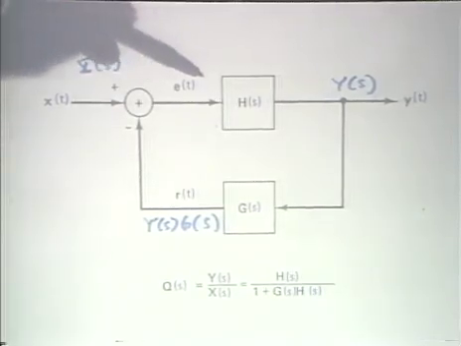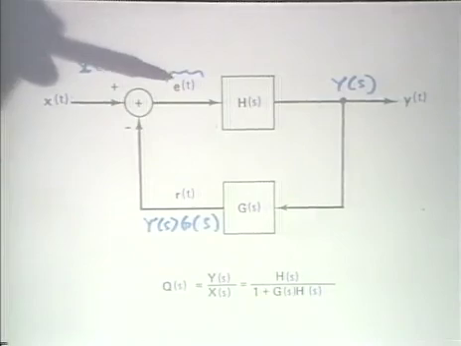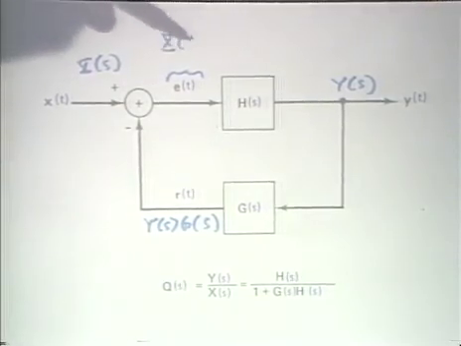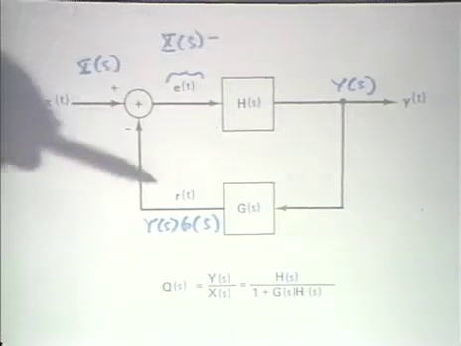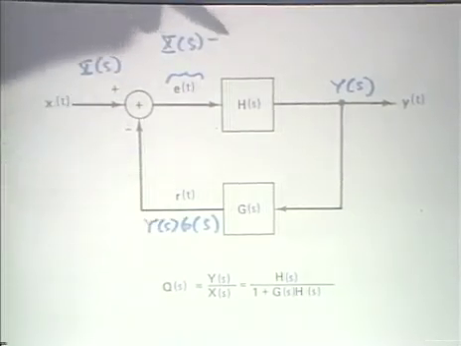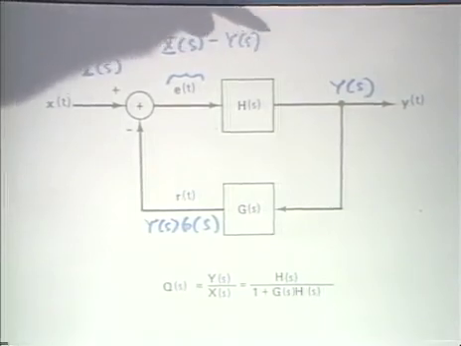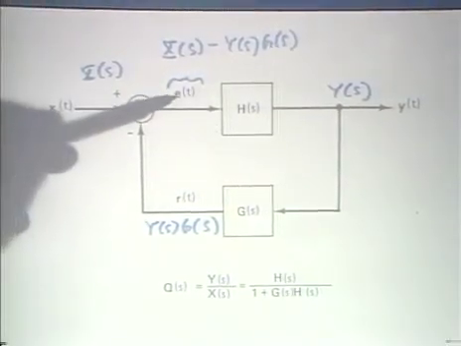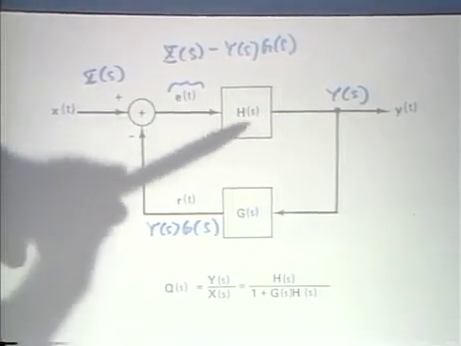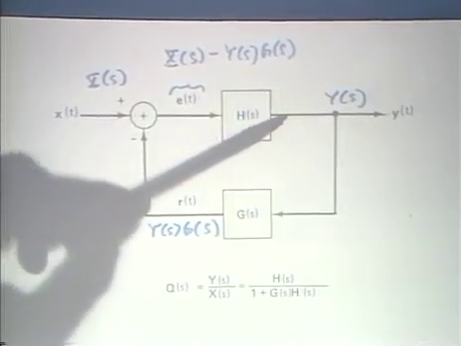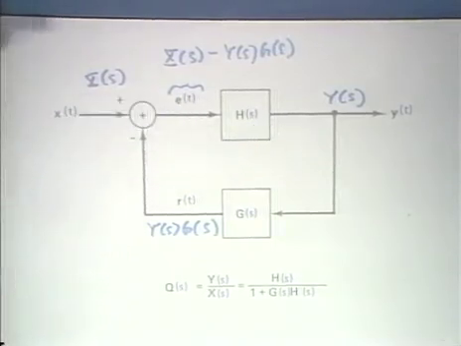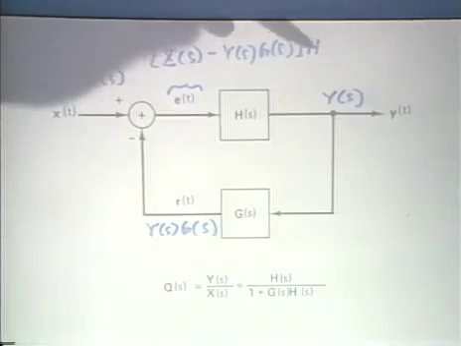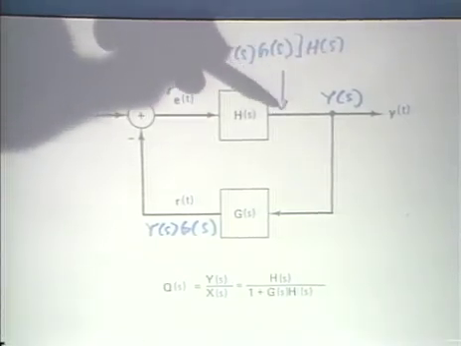And so the Laplace transform of the error signal is simply X(s) minus R(s), which is Y(s)G(s). So this is X(s) minus Y(s)G(s). That's the Laplace transform of the error signal. The Laplace transform of the output of this system is simply this expression times H(s). So that's what we have here.